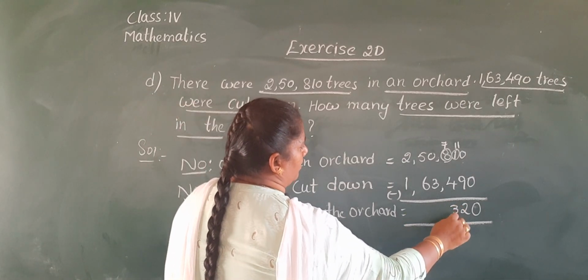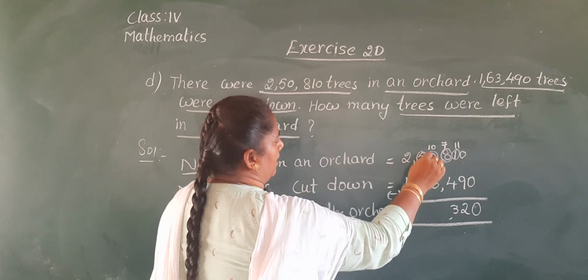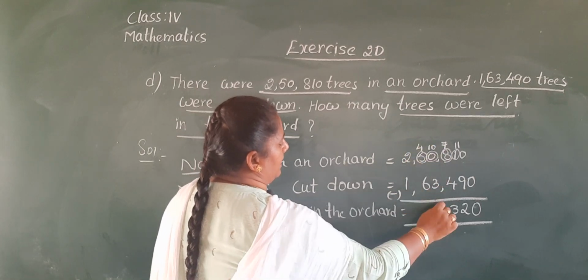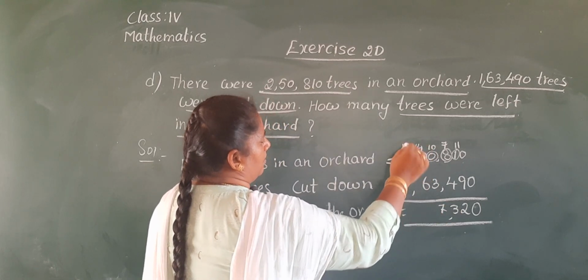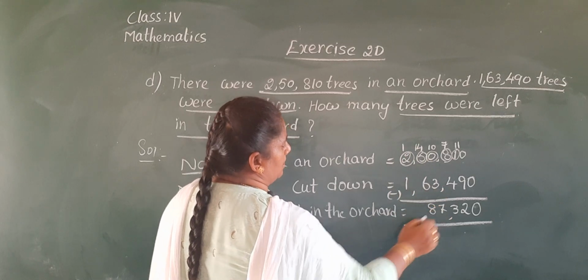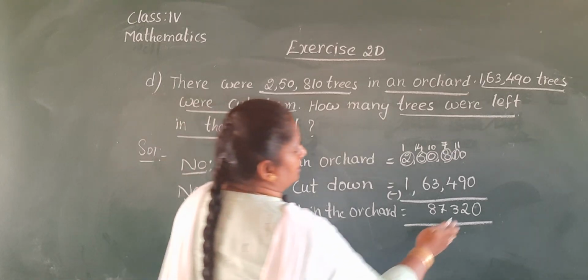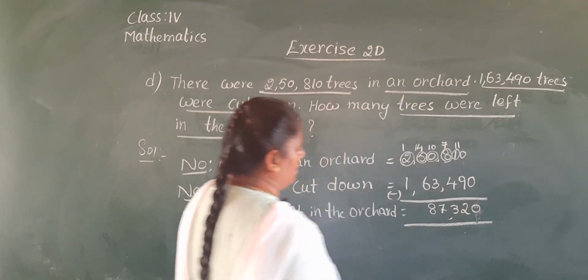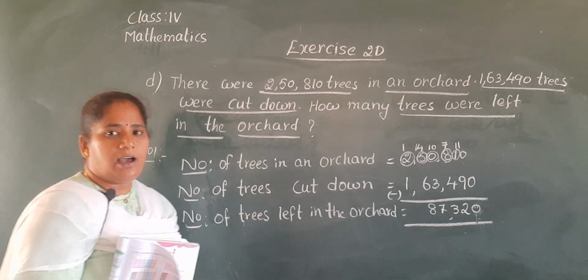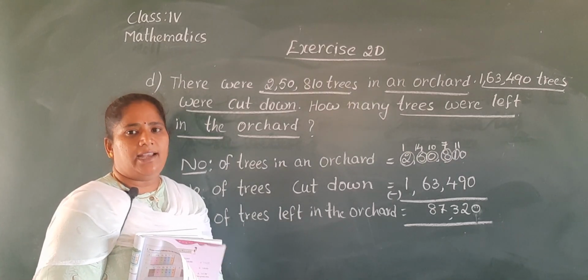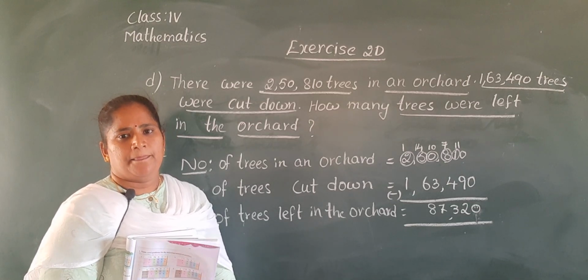3. So, 3 is greater than 0. So, take borrow 10 and 5 before 4. 3 to 10 is 7. 6 is greater than 4. So, take borrow 1. 6 to 14, 8. 1 minus 1 is 0. So, 87,320 trees were left in the orchard. Okay, ma? How many trees left in the orchard? 87,320. Okay, is it clear to you, children?